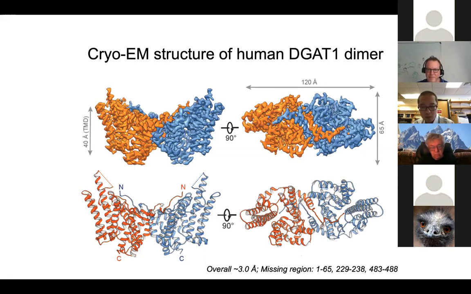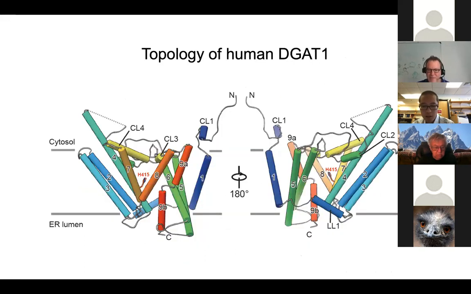If you look more into the DGAT1 topology with respect to the ER membrane, we can see most of the protein is actually embedded in the ER membrane. DGAT1 has a total of 9 transmembrane domains, connected by loop regions as well as short helices. The dimerization interface is mainly mediated by transmembrane helix 1 as well as the N-terminal soluble domain at the cytosolic face. The N-terminus is facing the cytosol and the C-terminus is facing the ER lumen.